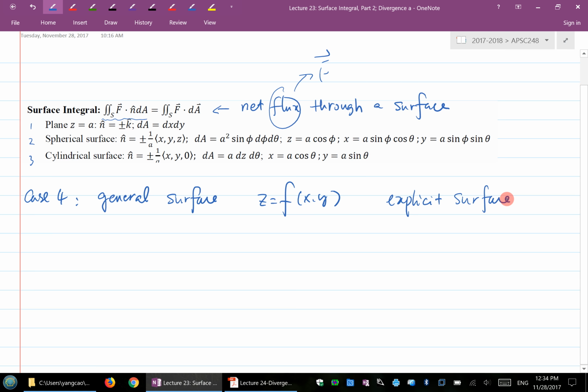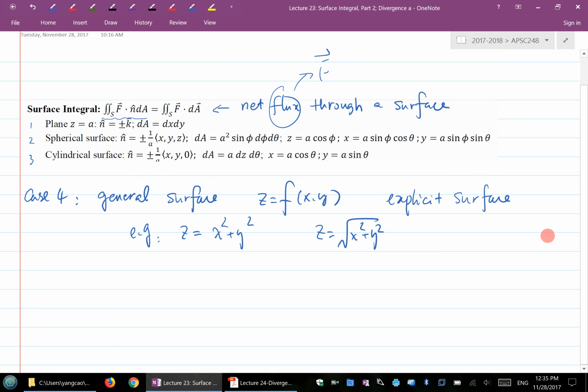Why is it explicit? Because you have an expression explicitly for the z component. We have done this quite a few times. For example, you have a paraboloid, z equal to x squared plus y squared, and you can have a cone, z equal to the square root of x squared plus y squared. Those are things that we have done before.